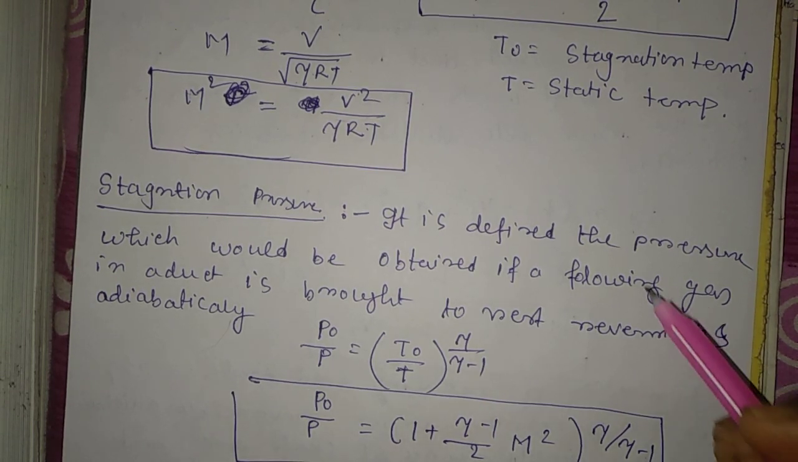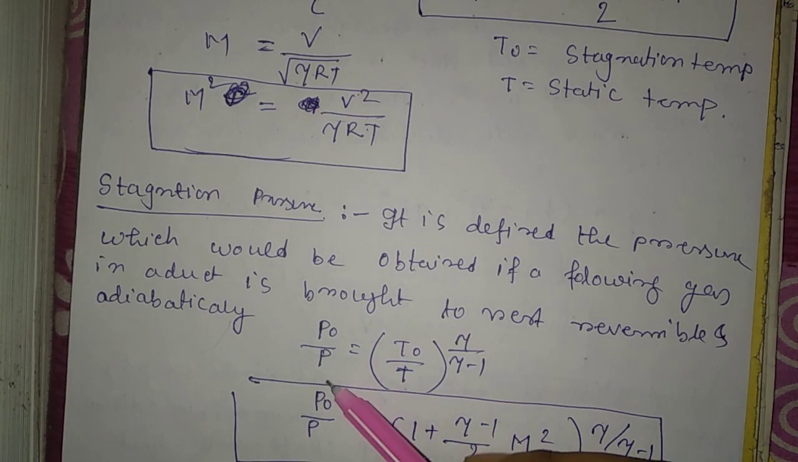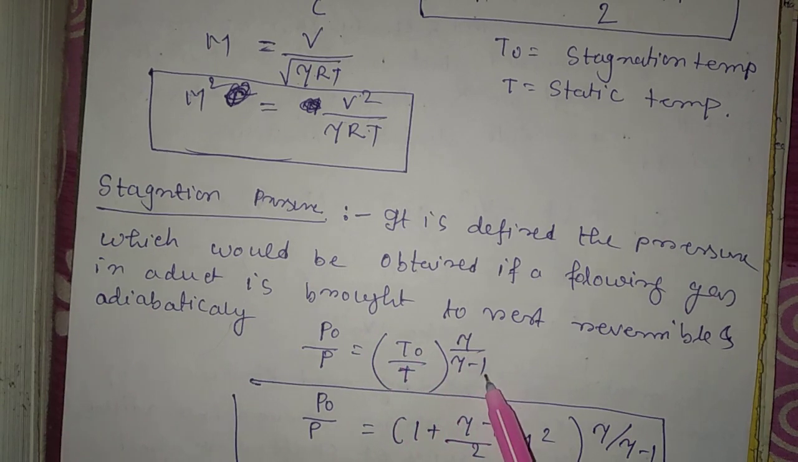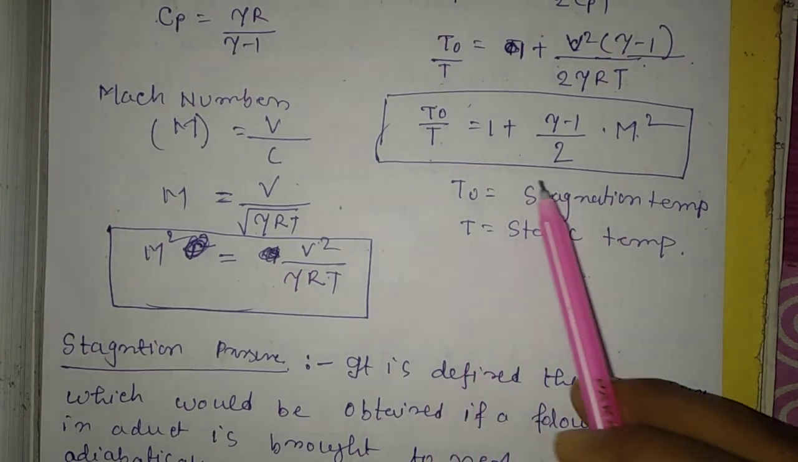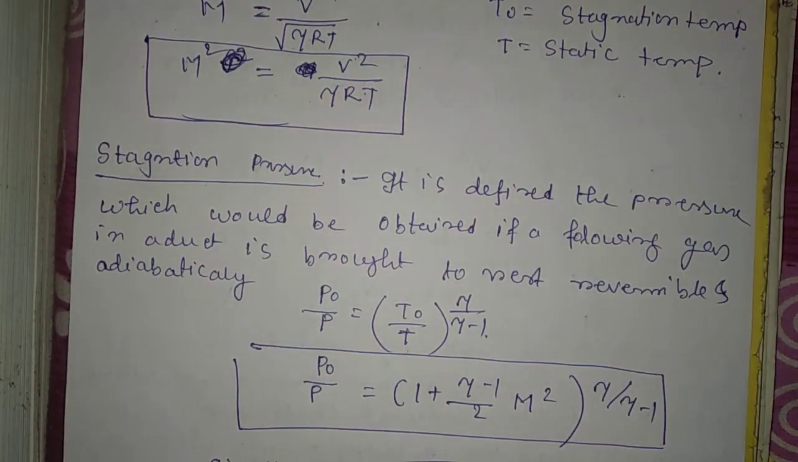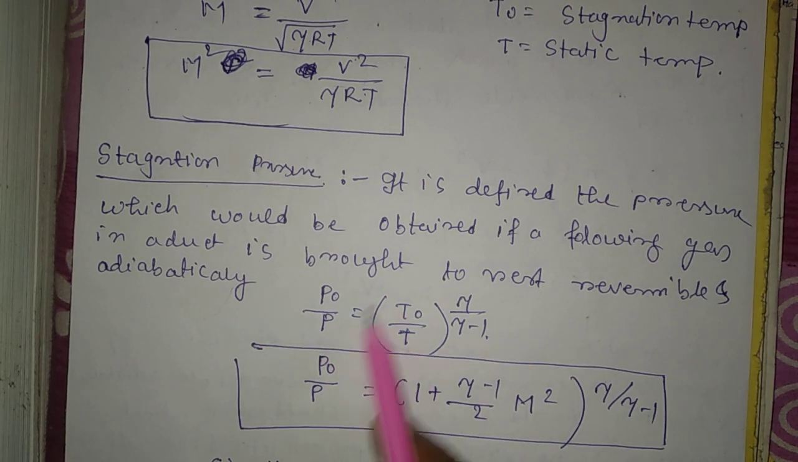So as you know, for a reversible adiabatic process, the relationship between P2 by P1, we are actually familiar with that: P2 by P1 is equal to T2 by T1 to the power gamma minus 1 by gamma. So in terms of P2 by P1, you can also write the power as gamma divided by gamma minus 1 from that concept. Now as you know, T0 by T is equal to 1 plus gamma minus 1 by 2 into M square. In this, P0 is your stagnation pressure and P is your static pressure. So P0 by P is equal to this one.